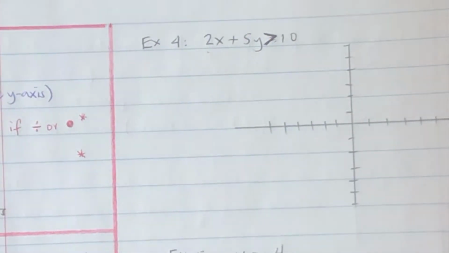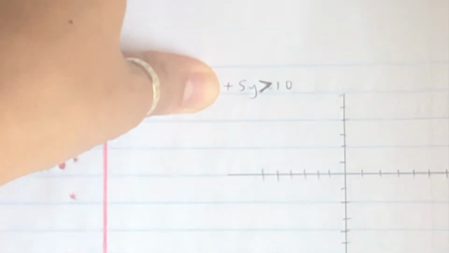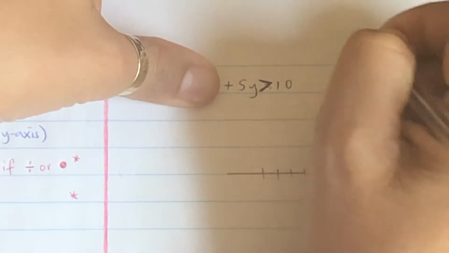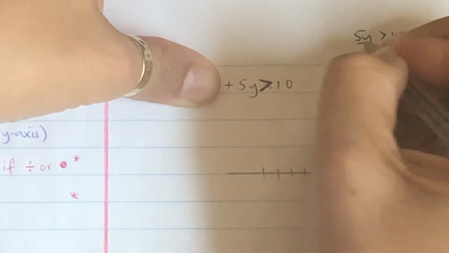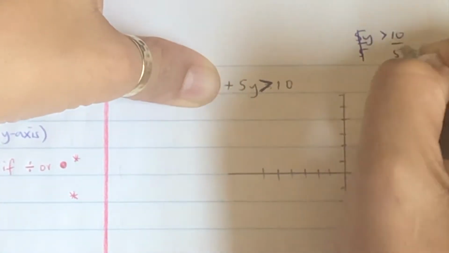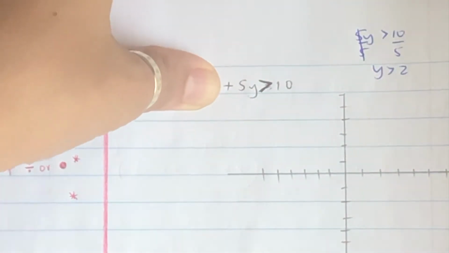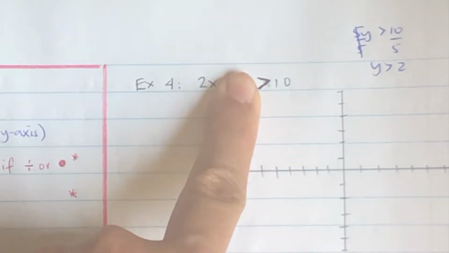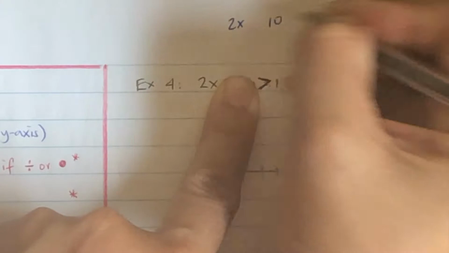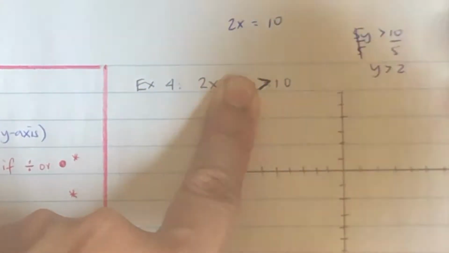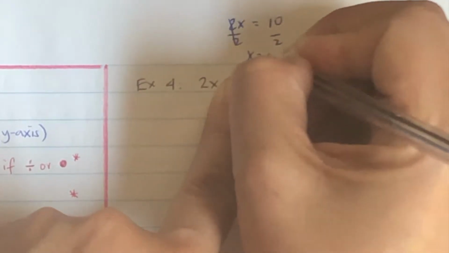All right, so remember from graphing with x and y intercepts, you can look at that video again. We'll rewrite the problem, which is 5y is greater than 10. Divide by 5, y is greater than 2. Okay, so 2 is what I'm looking for, and then here I have 2x equals 10. And again, I don't really care about the inequality at this point. I'm just trying to look where it crosses. So divide by 2, so x equals 5.